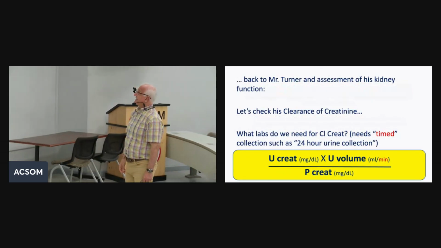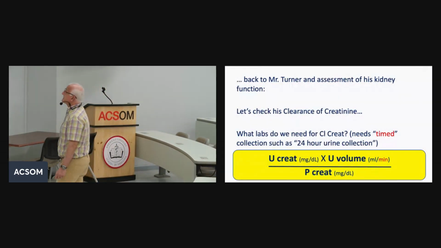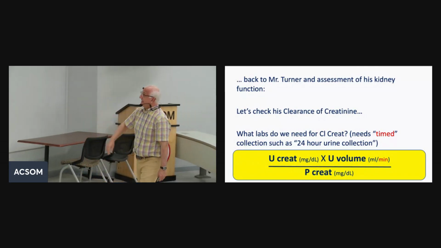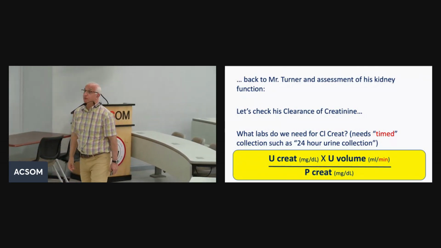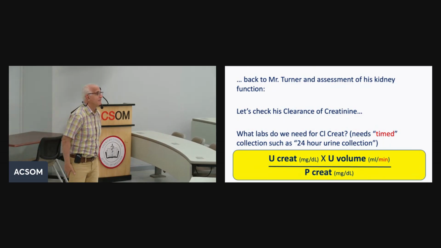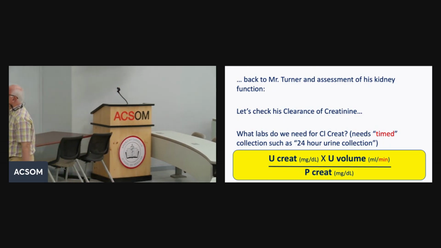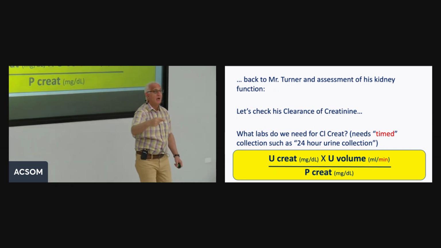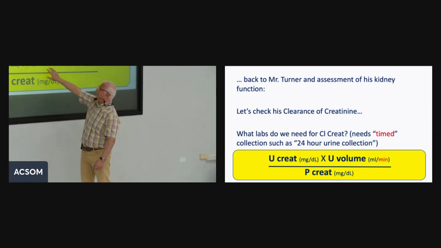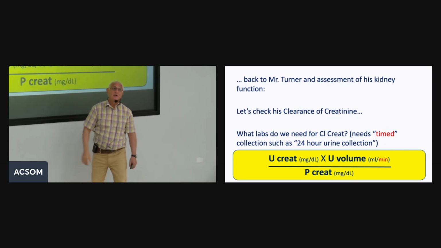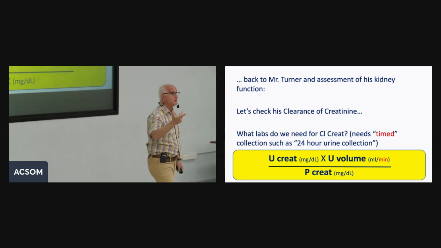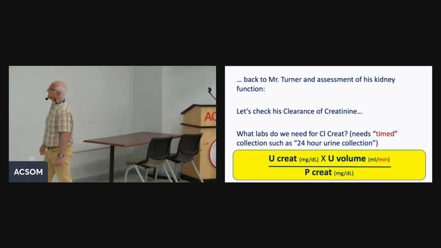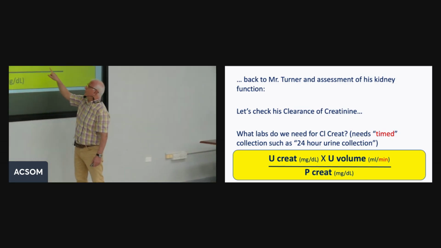Okay, our Mr. Turner came to us for an assessment of his kidney function. Let's check his clearance of creatinine. He came to us to tell him about his kidney function. What labs do you think we need to assess his kidney function? You have the labs that you need, the three of them here. You check his urine creatinine. You ask him to keep his urine for 24 hours, urine volume, and then you check serum creatinine, right? Three things that you need. So what labs do we need? Remember, it is a timed thing because it is the urine volume per 24 hours.